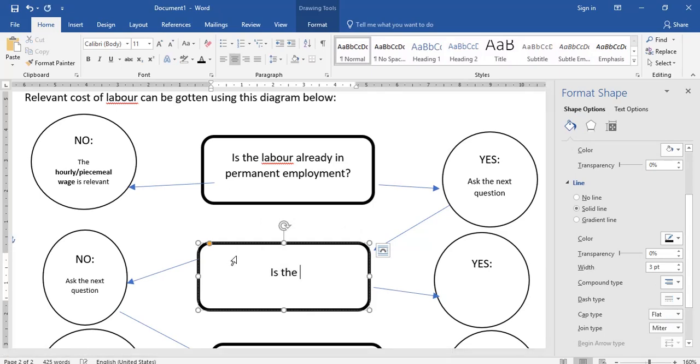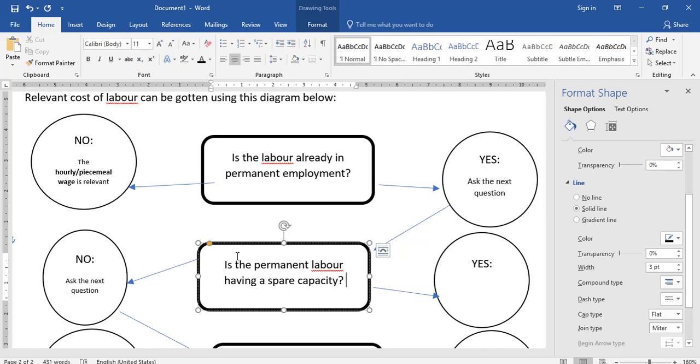Is the permanent labor having a spare capacity? What do you mean by spare capacity? Spare capacity are those times that you are not doing your job at the moment.